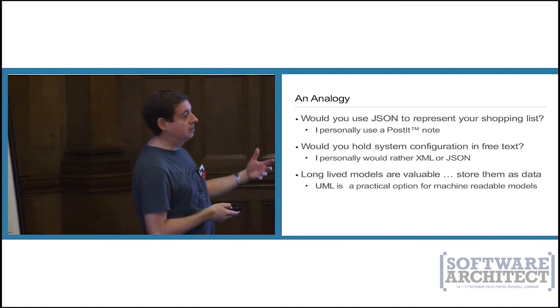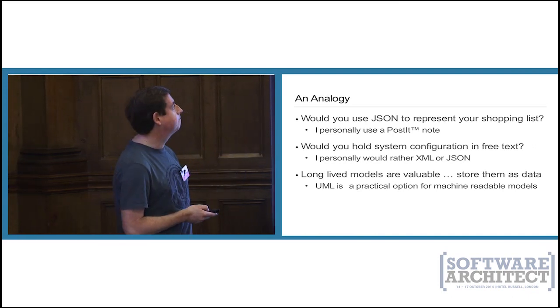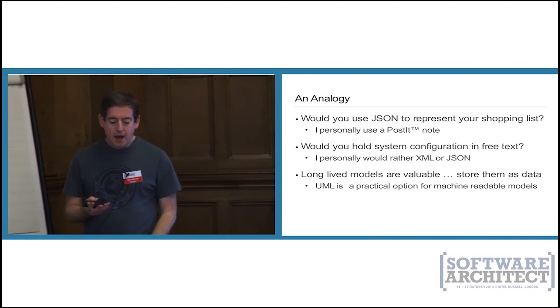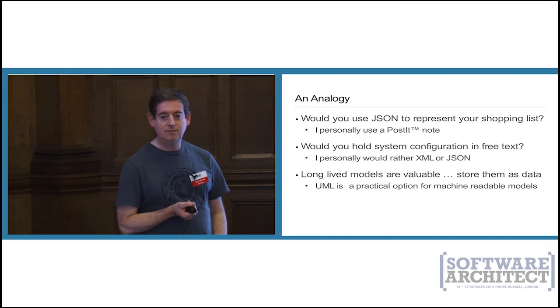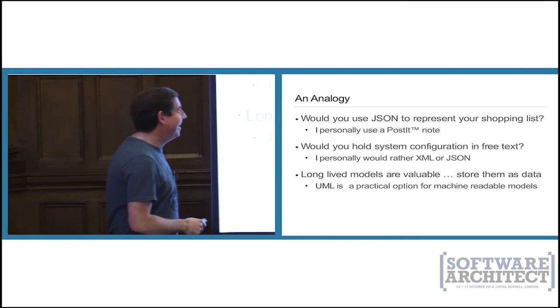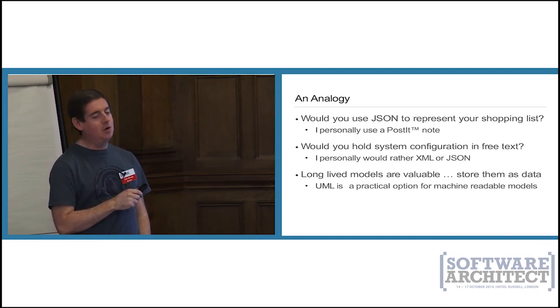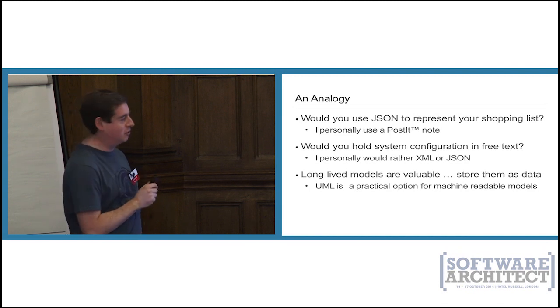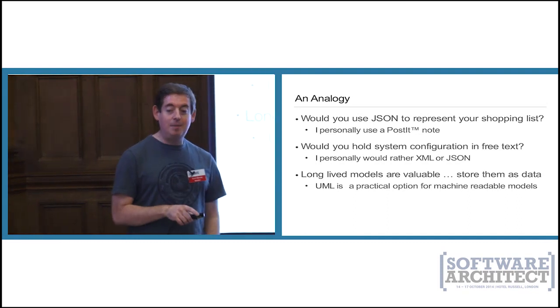You can also generate stuff like Excel spreadsheets, which is really useful if you want to check details. So my analogy is, if you were going shopping, would you write down your shopping list as JSON? Probably not. I do use Post-it Notes to write shopping lists. I'm not suggesting that JSON is a good representation for shopping lists. But if I've got system configuration data, I don't allow people to type it in free text, because that's really hard to process, and I can't check that it's correct.